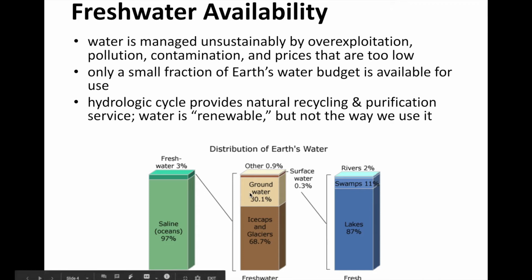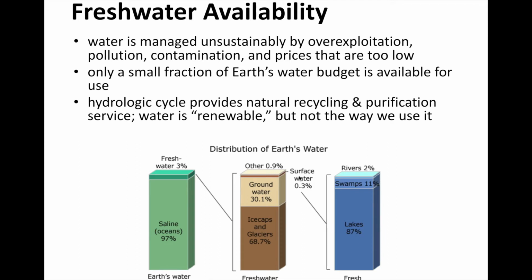We have access to some groundwater. Not all groundwater aquifers are accessible, but some are. And then we have a very small percent of surface water that is available to us. The other 0.9% is within part of the hydrologic cycle, usually up in Earth's atmosphere as water vapor.